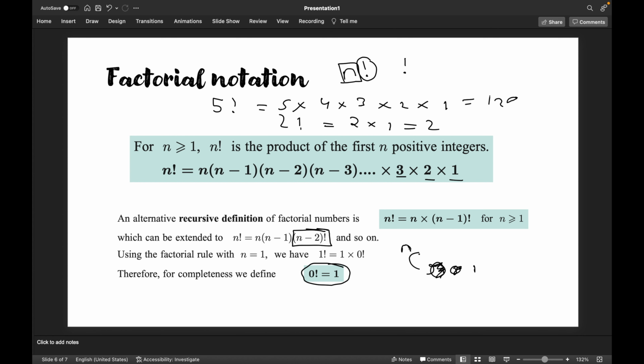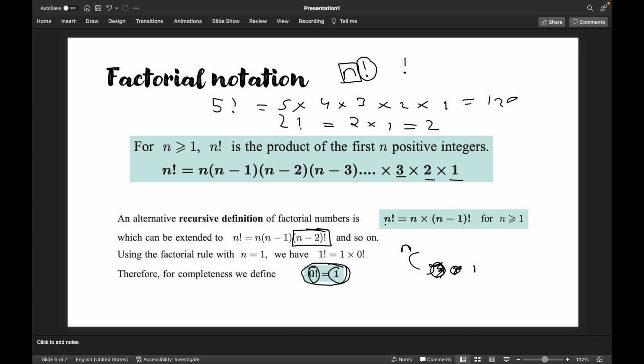In this one, when we come across something to the factorial of 0, we can't divide a number by 0. We don't know what it is. It's undefined. So therefore, for convenience's sake, we define 0 factorial as 1.